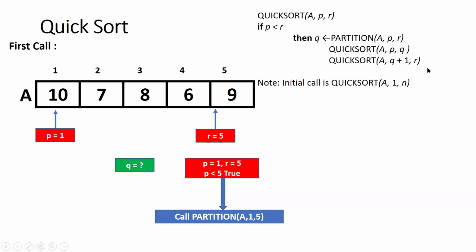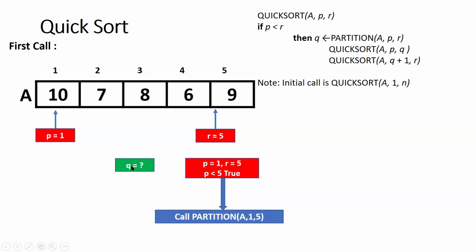It means when we call the partition algorithm, it gives you the partitioning element Q, by which we will divide our array into two subarrays. Again, we recursively call the same algorithm quick sort for A[P to Q] and A[Q+1 to R]. The initial call always starts from the starting index 1 and the last index n. Array name is A: 10, 7, 8, 6, 9. P is 1, the starting index, and R, the last index, is 5.